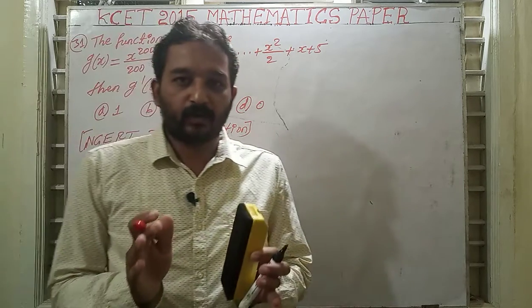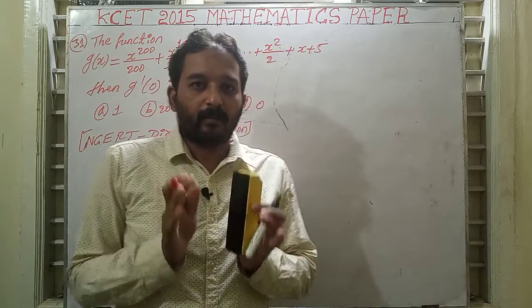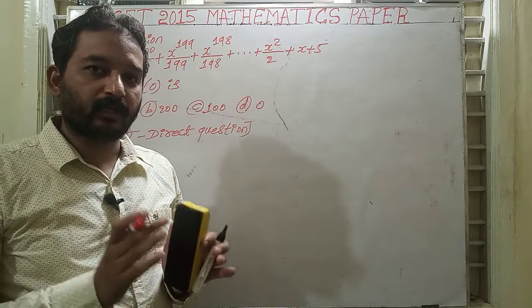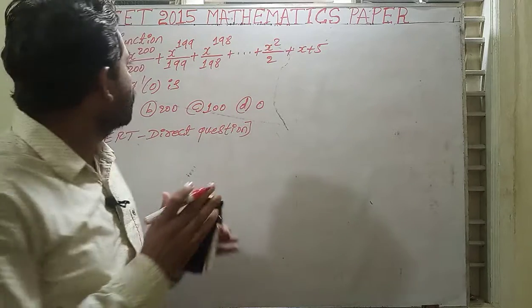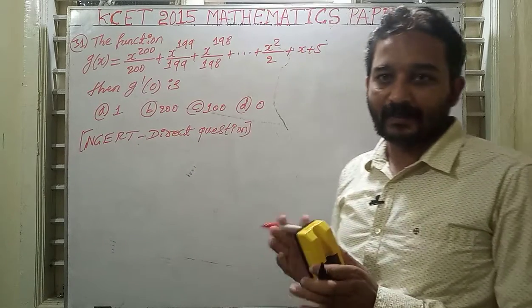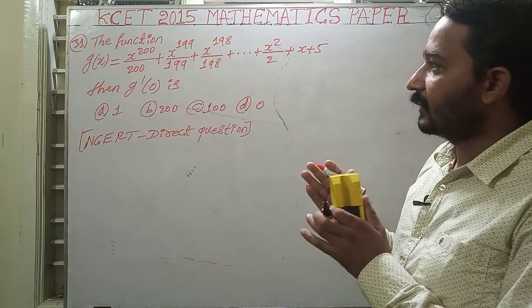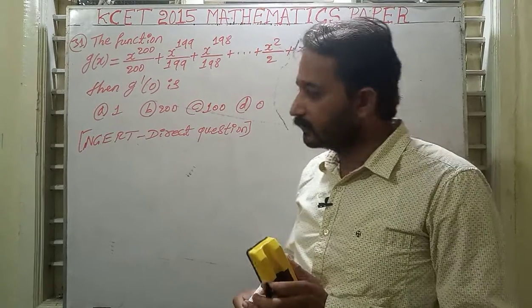In this video, I am going to solve KCET 2015 mathematics paper part 4 from question number 31 to 40. So now let us move on to the first question, question number 31. This question is based on the chapter differentiation, second year. Particularly it depends on differentiation at a point.